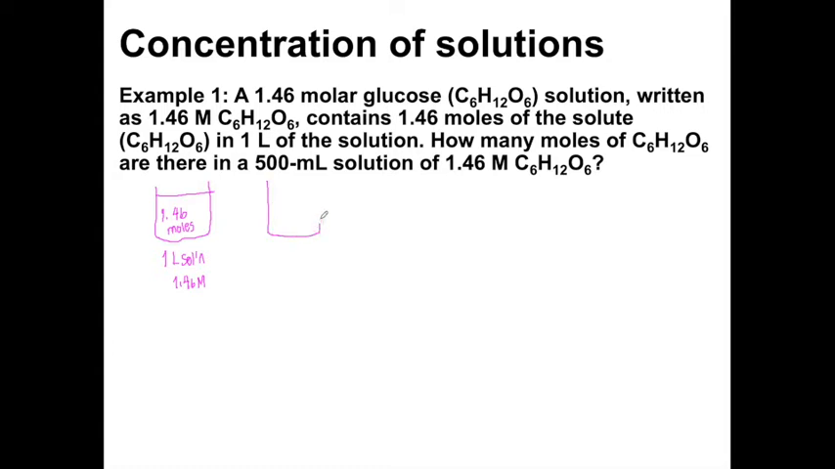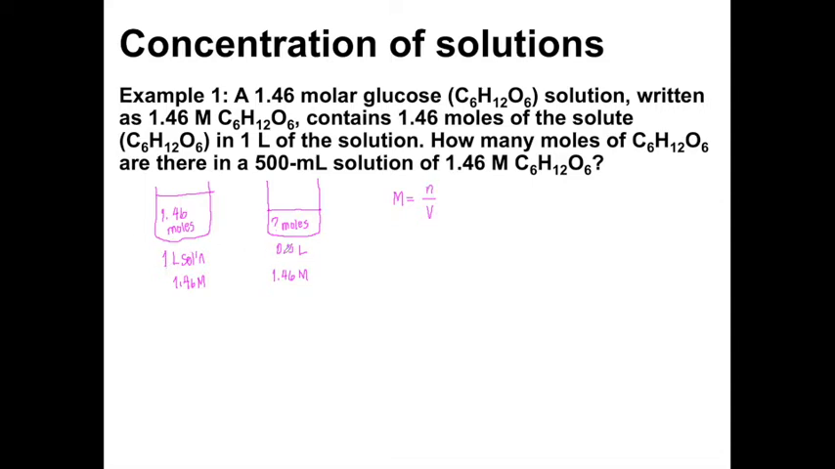Now in the second solution, we have 0.5 liter. This is given in ml, so if you express it in liters, it will be 0.5 liter. It has the same concentration, 1.46 molar. So how many moles of glucose do you need in 0.5 liter of the solution to give you a concentration of 1.46 molar? Recall the definition of molarity: it's moles of solute over liters of solution.